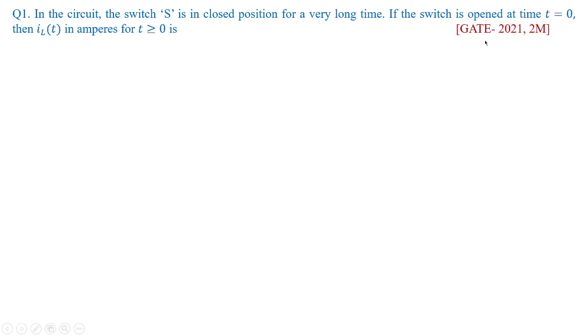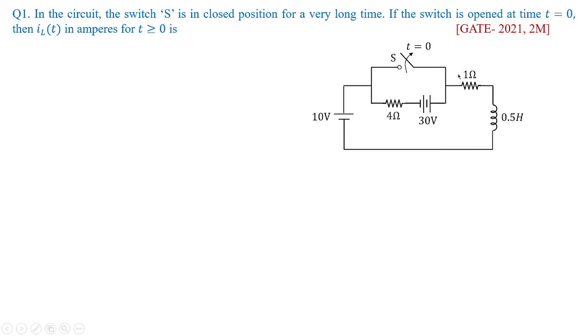So the first problem, which was asked in GATE 2021 for 2 marks: in the circuit, the switch S is in closed position for a very long time. Means what? This switch was closed for a very long time. If the switch is opened at time t equal to 0, then IL of t in amperes for t greater than 0 is dash. In the sense, he wants to know what exactly is the transient inductor current. For this, we have to see the switching position, before switching and after switching.